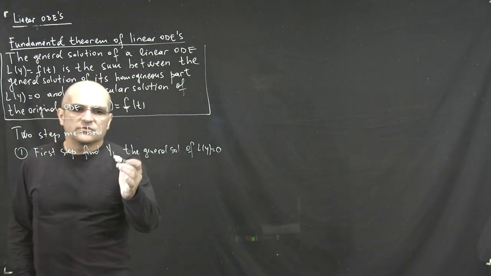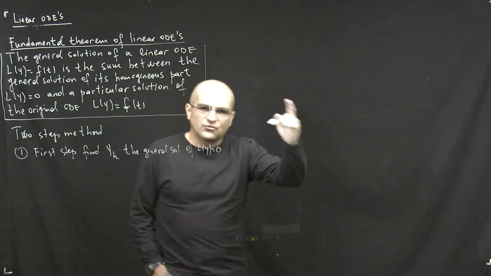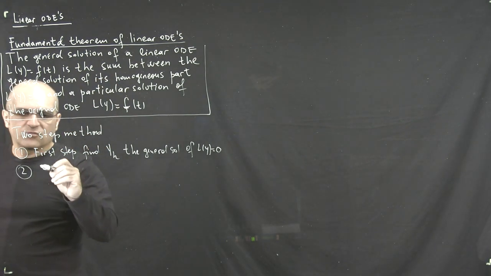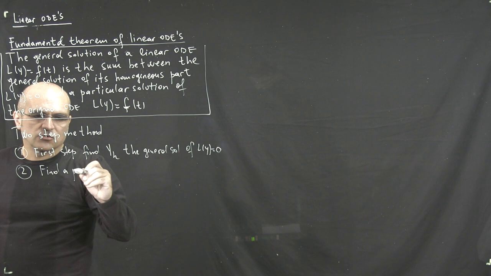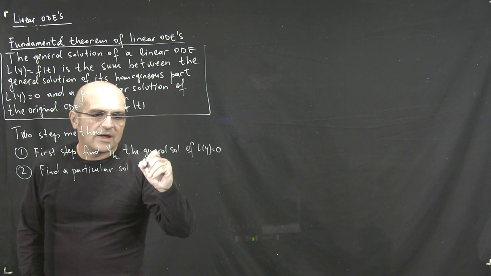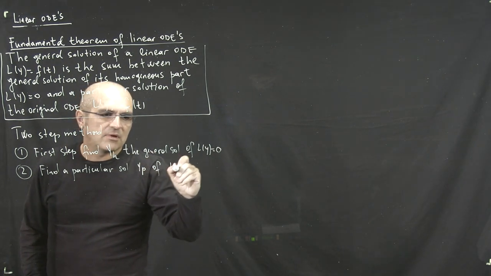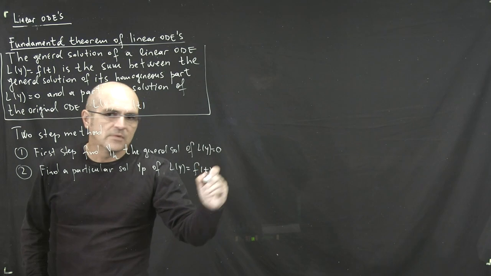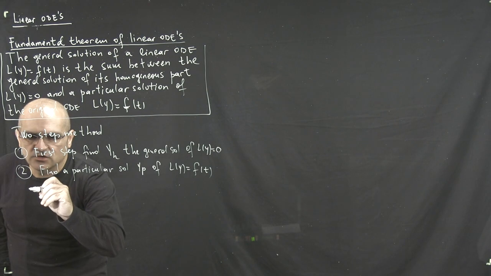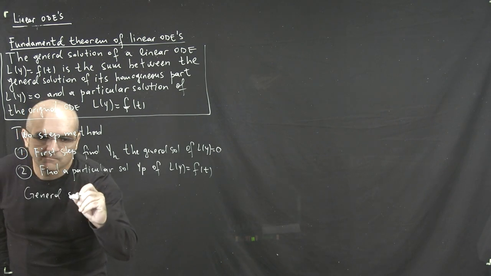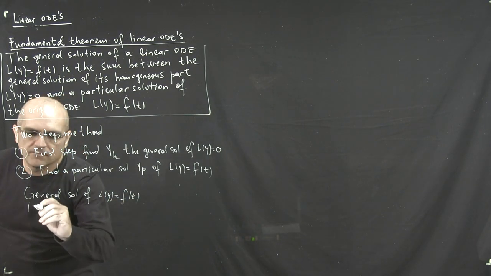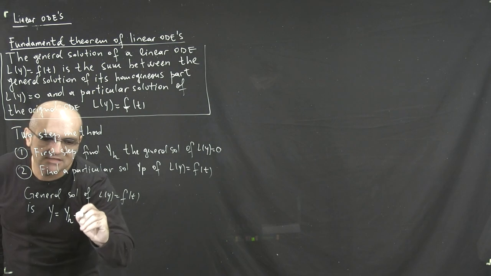And so you denote this part of the solution y h because, again, it doesn't represent the full solution, but just the homogeneous part of the equation. And then the second step, of course, is to find a particular solution y p of the original problem. And if you're done with these two steps, of course, you provide the general solution of L of y equals f of t as being the sum of the two, y h plus y p.